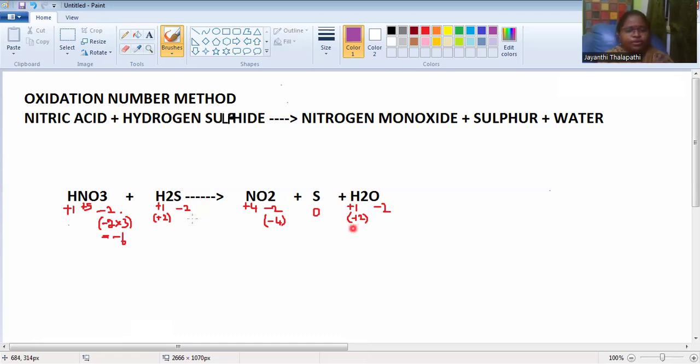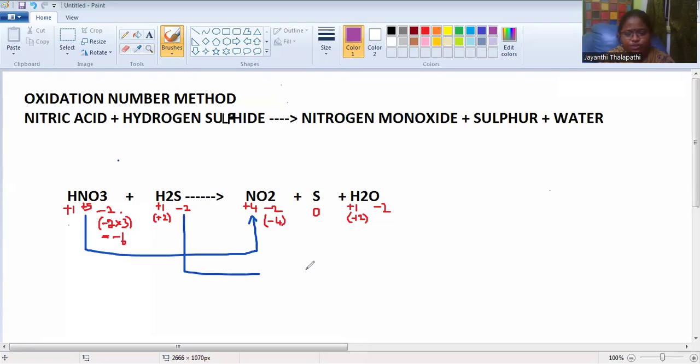Okay, so over here, what change happens? Where does the oxidation number change? In nitrogen, +5 to +4, there is a change over here, right? And in sulfur, -2 to 0, right? But other than that, all other elements are balanced.